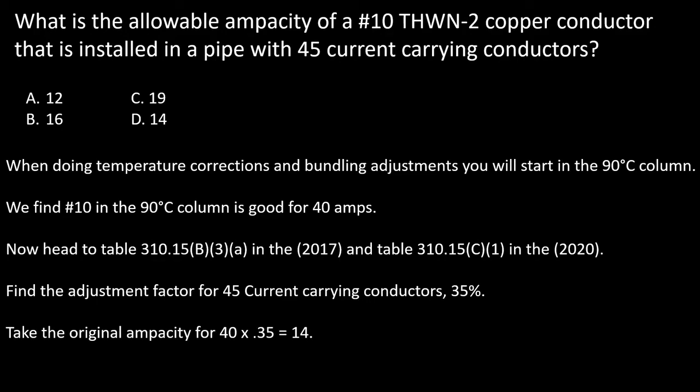Now we just take our original ampacity, multiply it by 0.35, and that's going to give us a new allowable ampacity of 14 amps. So this wire that was once safe to hold 40 amps in the 90° C column is now only allowed to hold 14 amps safely. And we select D.